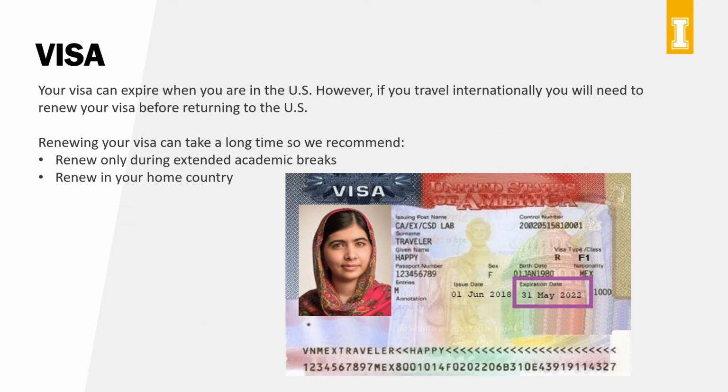The next important document I'd like to discuss is your U.S. visa. This document can expire while you're in the United States. However, if you choose to travel internationally, you will need to make sure your visa is valid at the time of re-entry. If your visa expires while you're outside of the United States, you will need to make arrangements to renew your visa. Renewing your visa can take a long time, so the IPO recommends that you only renew your visa during extended academic breaks, like the summer vacation.